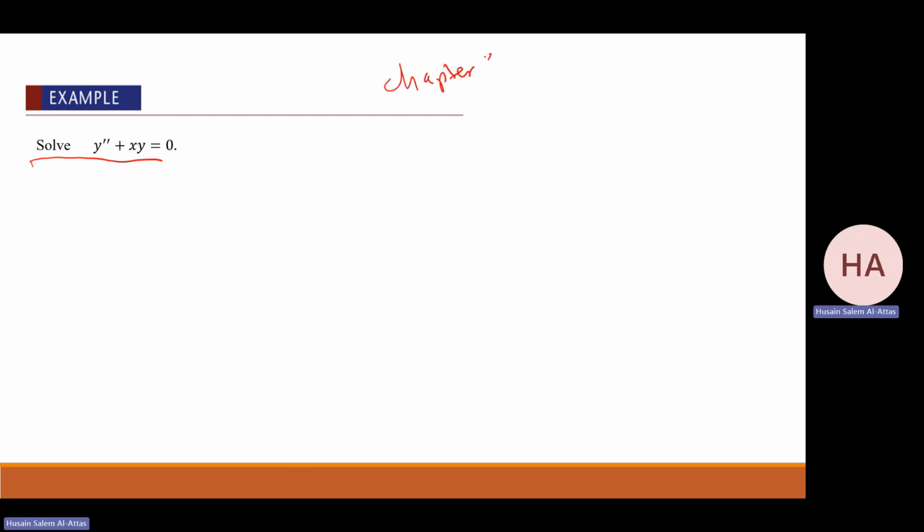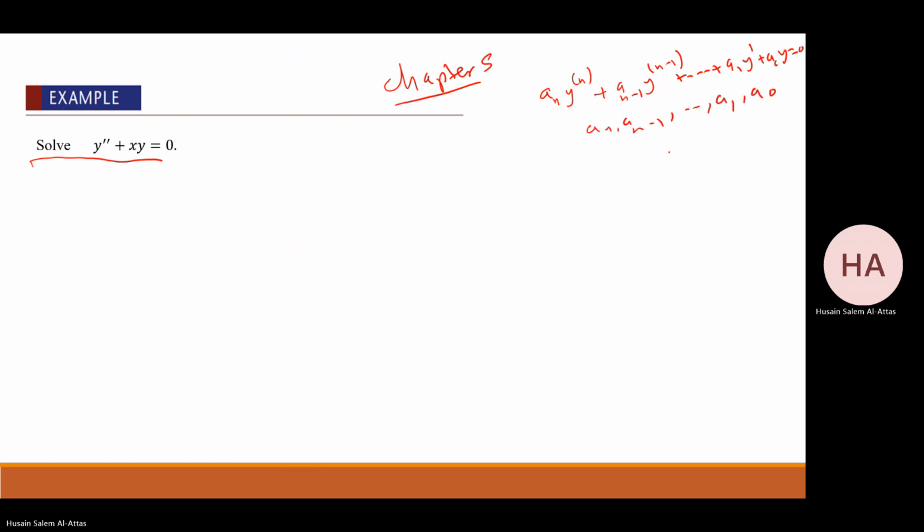In chapter 5, we dealt with nth order differential equation, but with what? With all of these coefficients being constants. So we can do the method we did in chapter 5.